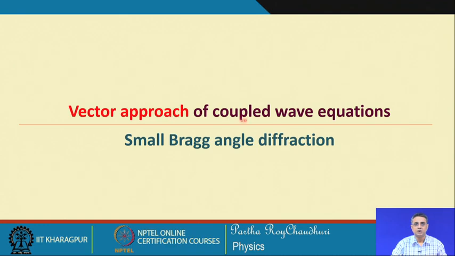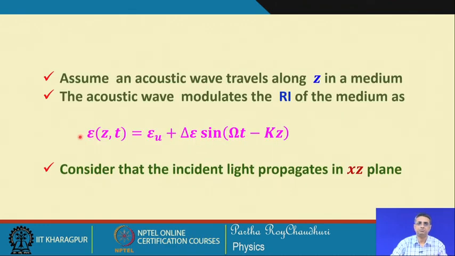Therefore, we start with the permittivity relation, that is the acoustic wave modulates the refractive index of the medium in this way. This we have seen, assuming that the acoustic wave is traveling along the z direction. This is the permittivity in absence of any acoustic wave, that is unperturbed permittivity, and this is the peak change in the permittivity due to the traveling acoustic wave, and we assume that the wave is traveling along the z direction.